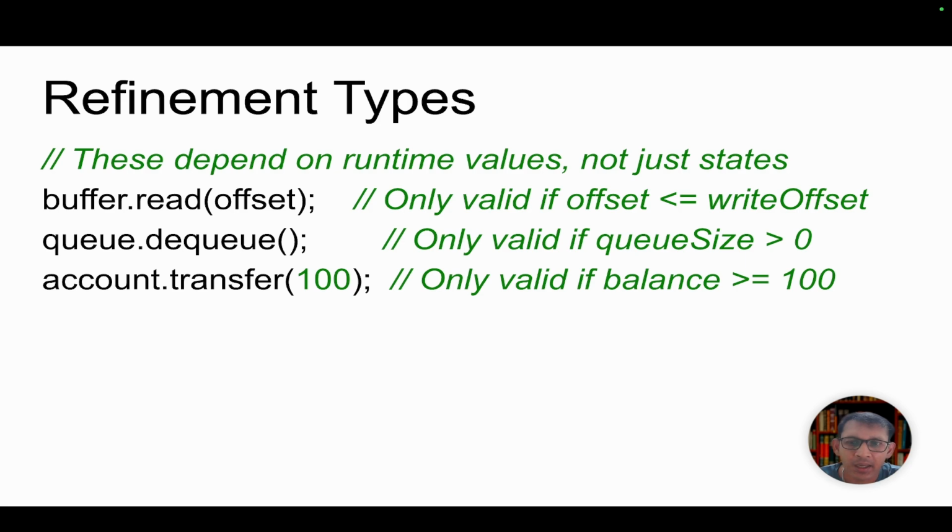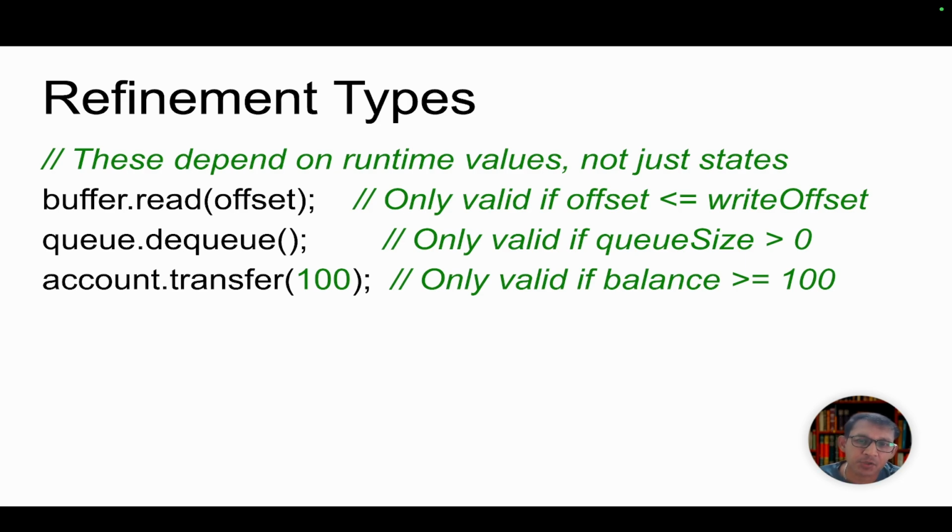In our buffer example, the valid offset type isn't just an integer. It is an integer that satisfies the predicate that n has to be less than or equal to the write offset. When you call read with an offset parameter, the compiler must prove that your offset value satisfies this predicate. If you try to pass an arbitrary integer, the type checker will reject your program.